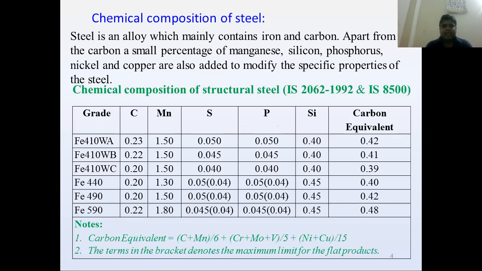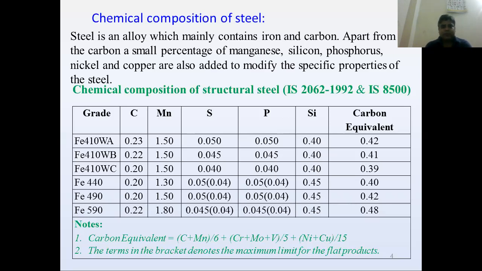Now, chemical composition of steel. Steel is an alloy which mainly contains iron and carbon. Steel is basically an alloy of iron and carbon. Apart from the carbon, a small percentage of manganese, silicon, phosphorus, nickel and copper are also added to modify the specific properties of the steel.